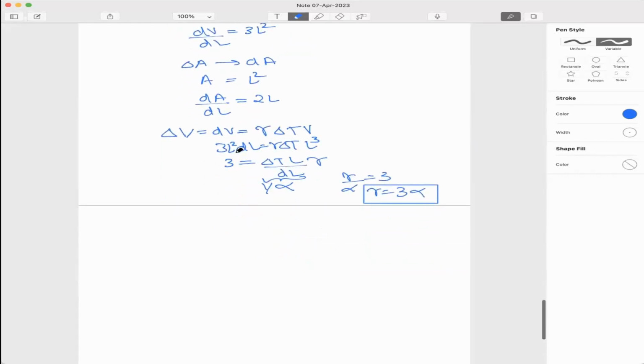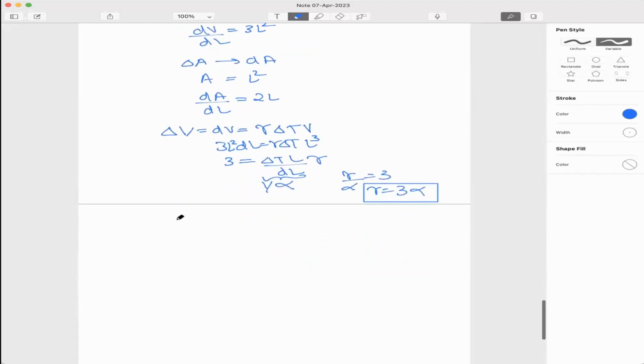Similarly, we can do it for area. So dA is beta delta T into A. So dA is 2L square.